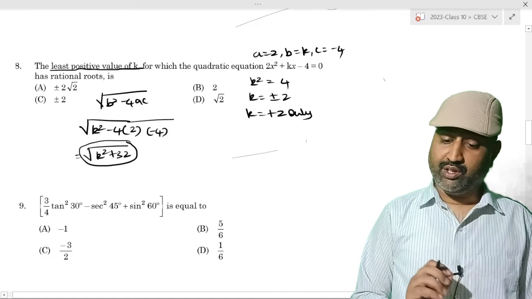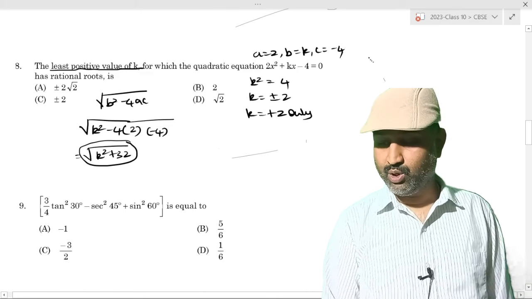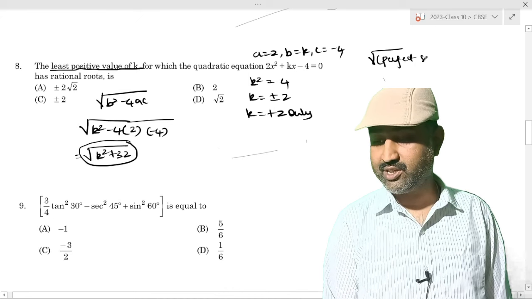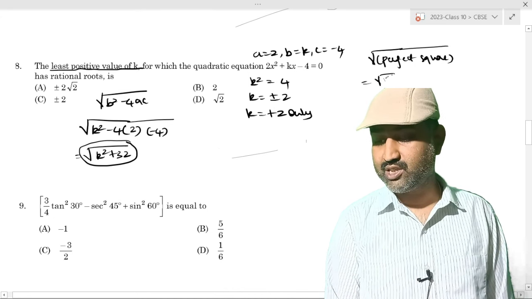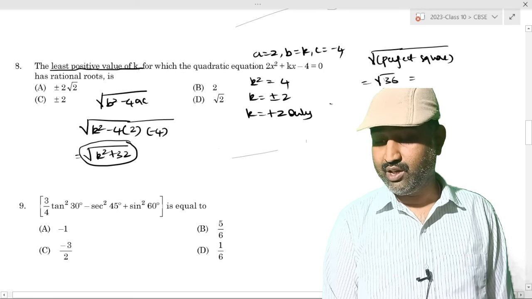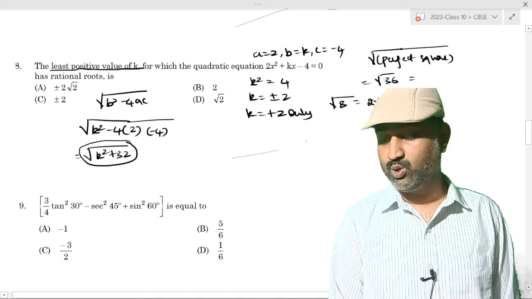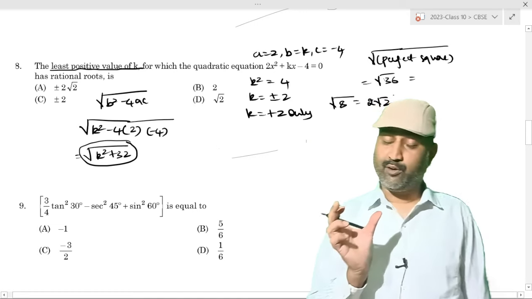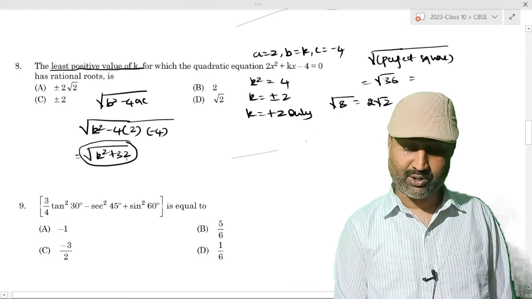Now remember, root of a perfect square is always rational, right? For example, root of 36 is a rational value. If you take root of an imperfect square, for example root of 8, what is it? 2 root 2. 2 root 2 is an irrational number. Therefore, root of a perfect square is always rational. Therefore, this should be a perfect square.